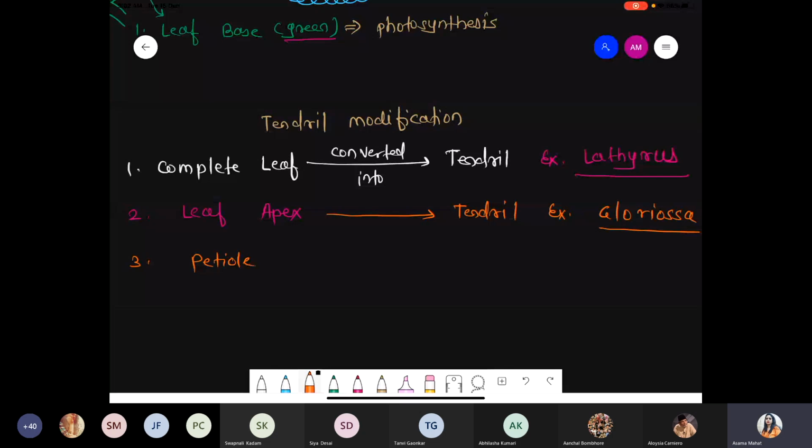Sometimes the petiole is converted into tendril. We just saw the example of Nepenthes, the pitcher plant, an insectivorous plant, where the petiole is converted into tendril. Even cucurbits you can take. In cucurbits, the stem converts into tendril. And in leguminous plants like Pisum sativum, the leaf undergoes tendril modification. I'll tell you one point here.